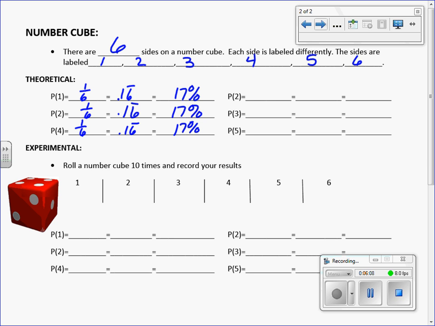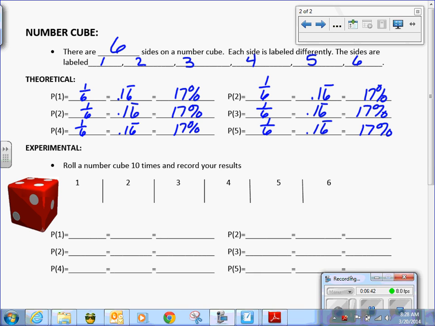Probability of 2 is 1 out of 6, 0.16 repeating, 17%. 1 out of 6, 0.16 repeating, 17%. The 6 is only repeating if you check me on your calculator, and 17%. Okay, so that means that there's a 17% chance that I should get each number when I roll it.